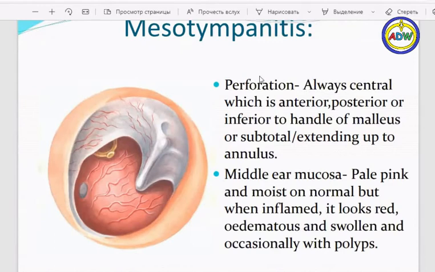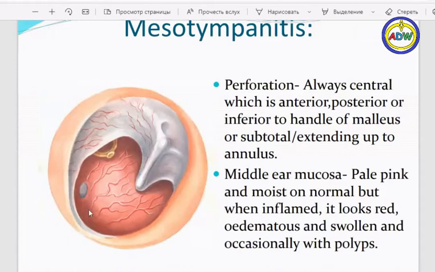For example, in mesotympanitis, this is the tympanic membrane. You can see the perforation is always central. In the mesotympanum, mostly in the pars tensa, the perforation occurs. It is anterior, posterior, or inferior to the handle of the malleus, or subtotal, extending up to the annulus, until this annulus tympanicus.